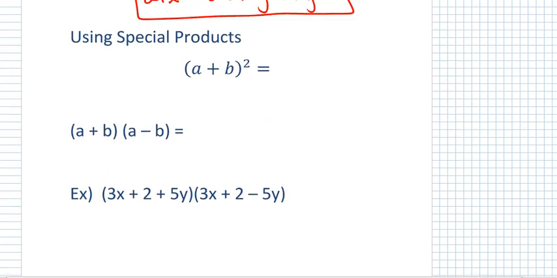Special products. There are a couple things. If you multiply two same things squared, like a plus b times a plus b, when you FOIL, it's always going to be a squared plus 2ab plus b squared. We don't really use this one a whole lot because you can just FOIL it anyway, but the one we do use a lot is what's called the difference of two squares.